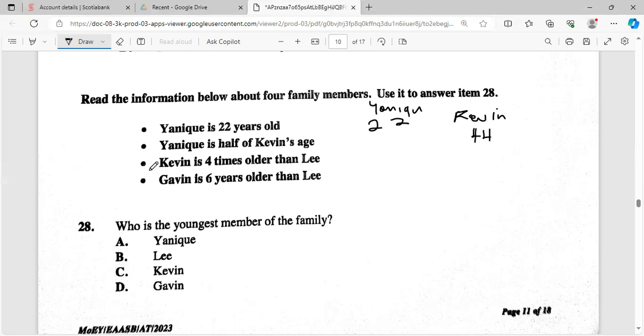Alright. So it says Kevin is 4 times older than Lee. Oh, so they did give us Kevin. So that means in order to find Lee, Lee would actually be 44 divided by 4. So Lee is 11, and Gavin is 6 years older than Lee. That means Gavin would be 17. So you can actually work out the actual numbers. So that means Lee would be the youngest in the family. Big up yourself, Lee.